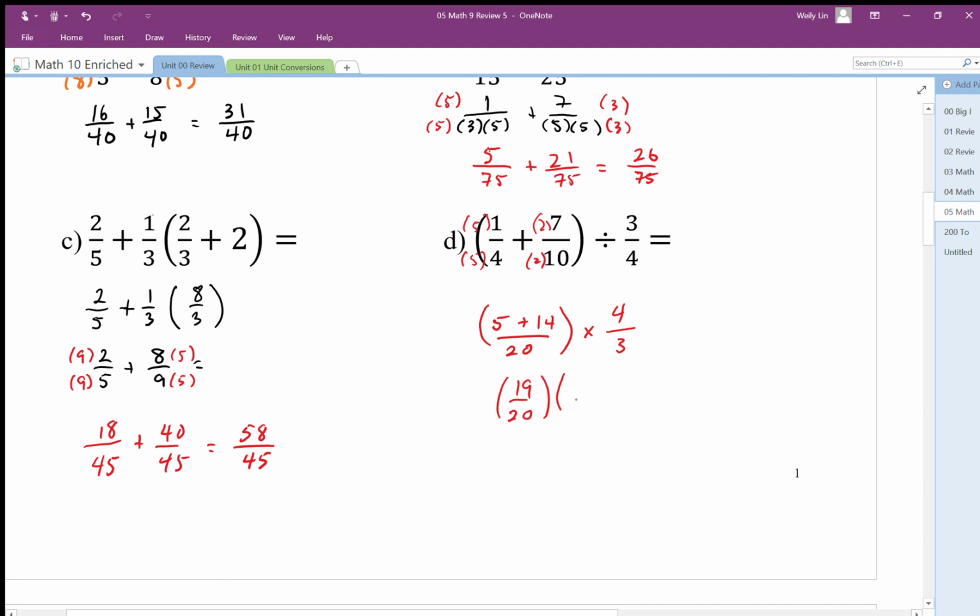when I'm multiplying fractions, really it's just one big fraction of times on top, divide on bottom. So I can cancel any common factors here. So I have a common factor of 4. So I'm going to make that 1 and 5. So times 4, divide 4, cancel out. And I end up with 19/15 as my final answer.